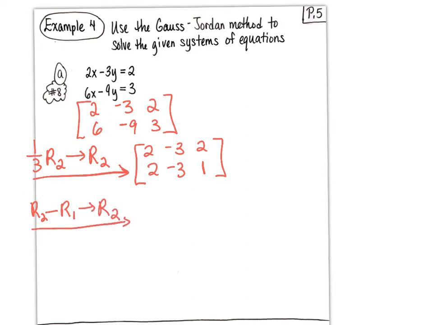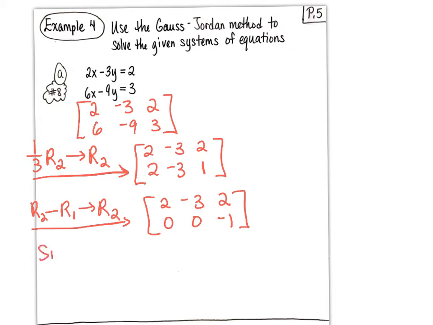And when you did that, row 1 didn't change. So you have 2, -3, 2. What did row 2 become? 0, 0, -1. And what can we say at this point? No solution, right? No solution. Good. Why? 0 does not equal -1.